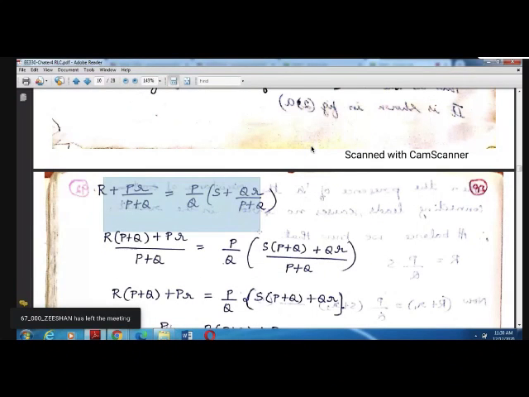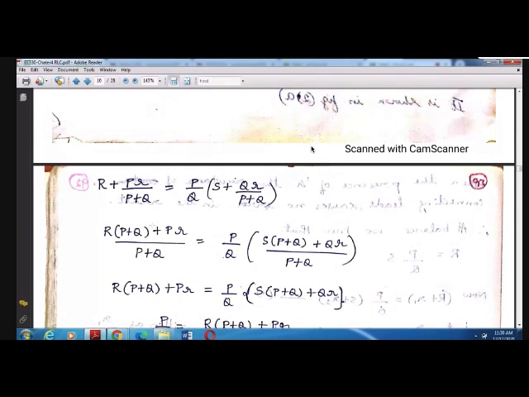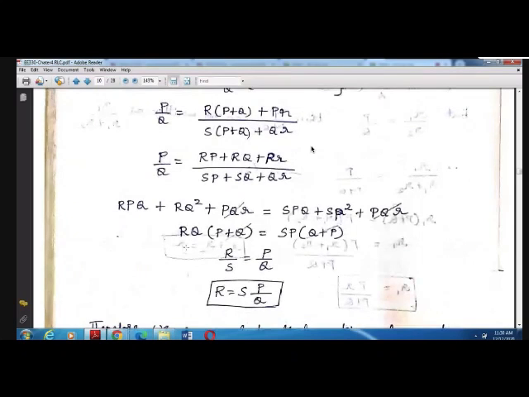You substitute in this equation. You can see here, R plus R1 is equal to P by Q into S plus R2. In place of R1 we have replaced PR by P plus Q, and in place of R2 we have replaced QR by P plus Q. Then again, simplifying these two by doing some cross multiplications and taking the LCM, we are going to obtain the balance equation finally. After all the substitutions, we obtain the final equation, that is nothing but R is equal to S into P by Q.